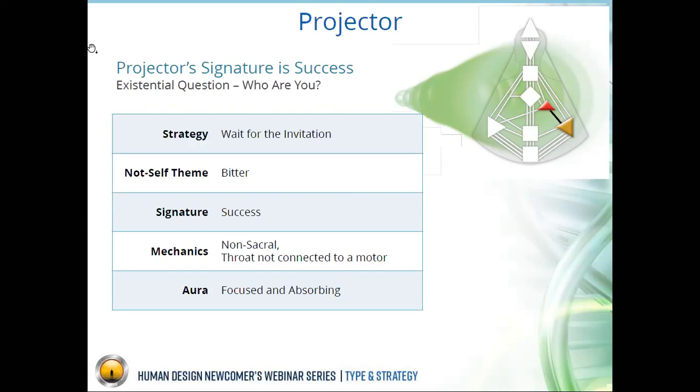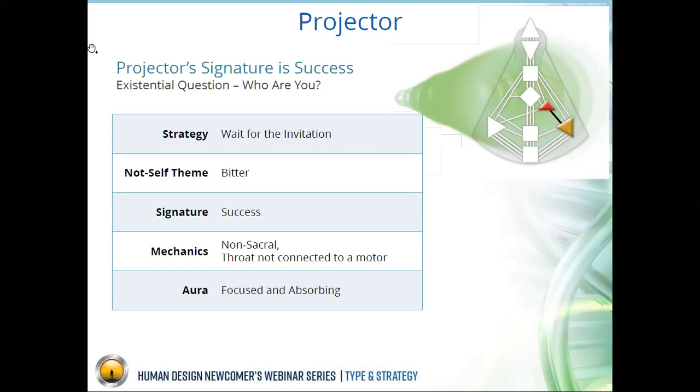And then the mechanics, if you're looking at charts, you see that there's no sacral colored in, that second one up from the bottom in the middle. It's not colored in. It'll always be open for a projector. There'll be other activations. Projector charts can be very complicated. They have quite a variation. But there's just no sacral and there's no motor connected to the throat.